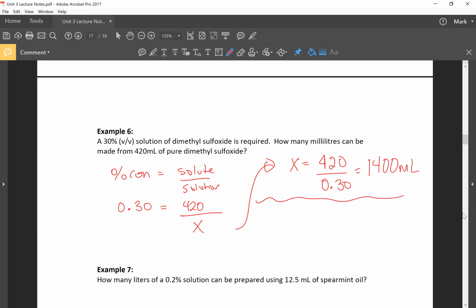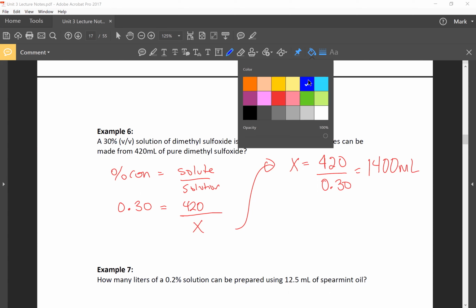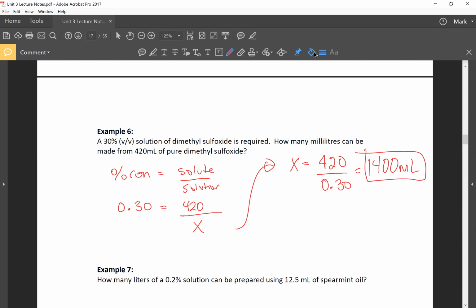Now, I'm going to add something to this. You're done. This is your answer, okay? Finished, 1,400 milliliters. However, if this question said, how many milliliters of solvent would you add? Like, what I mean is, how many milliliters would I add to make this solution? So this is just a bonus. Well, 1,400 minus the 420 would give me 980.